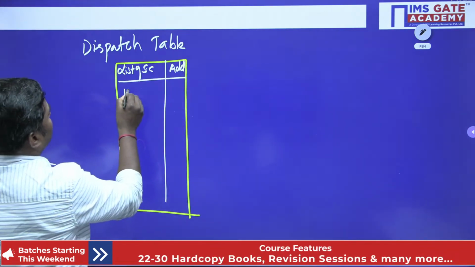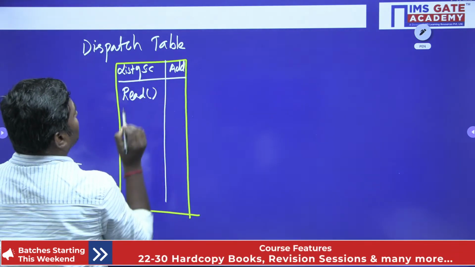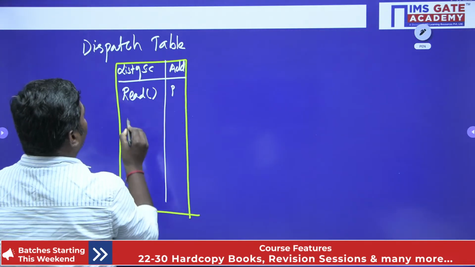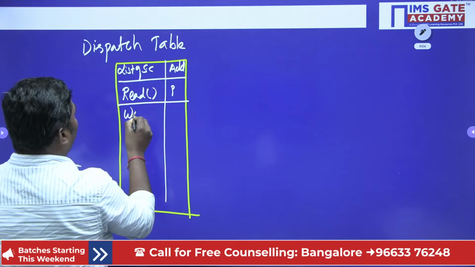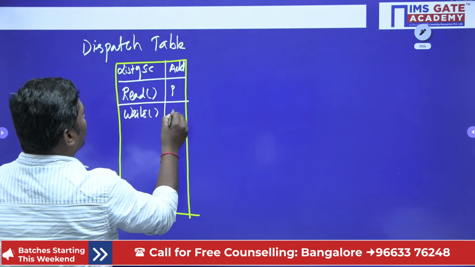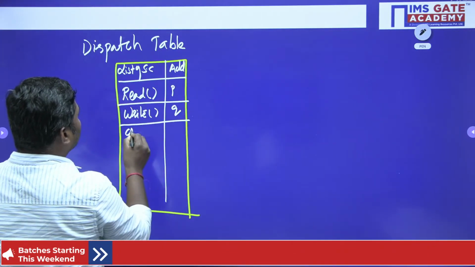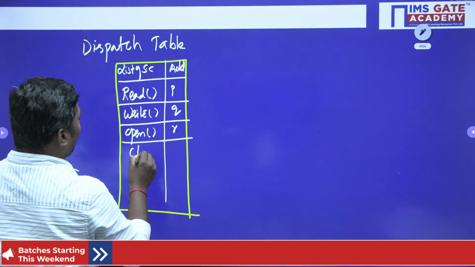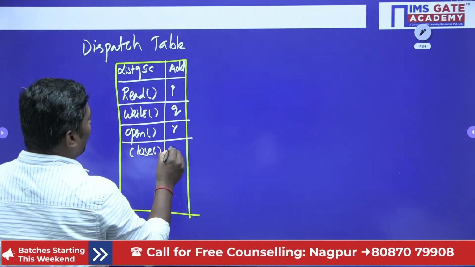Let's take the read system call, with address P. The write system call has address Q. The open system call has address R. The close system call has address S. So P, Q, R, S.